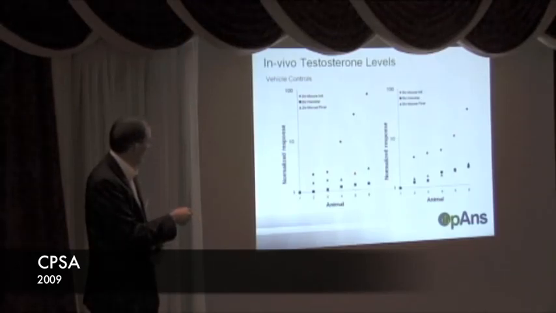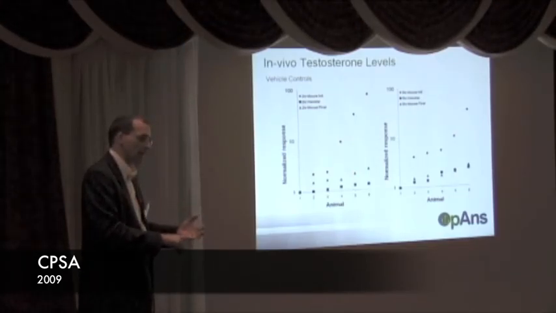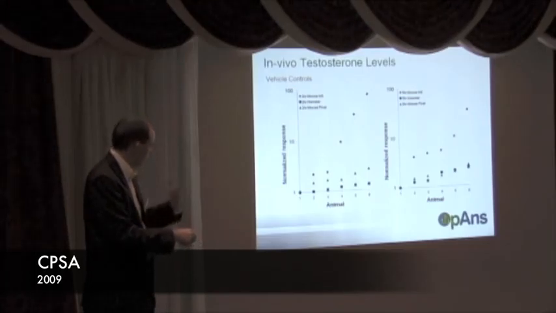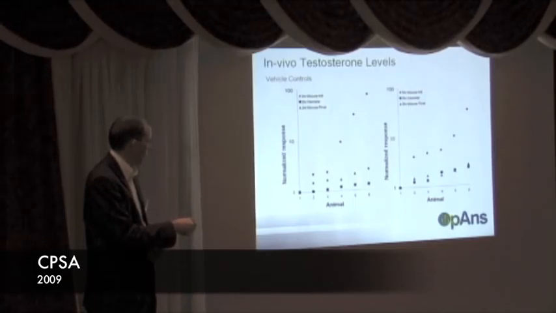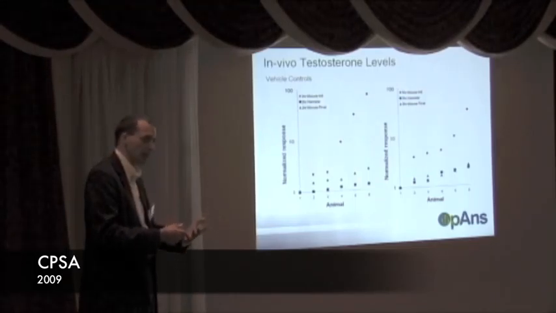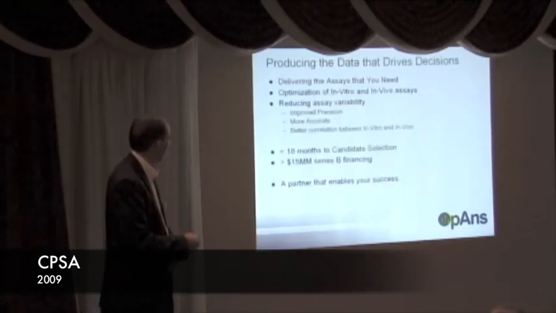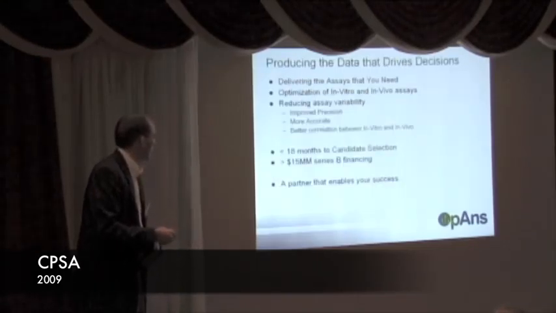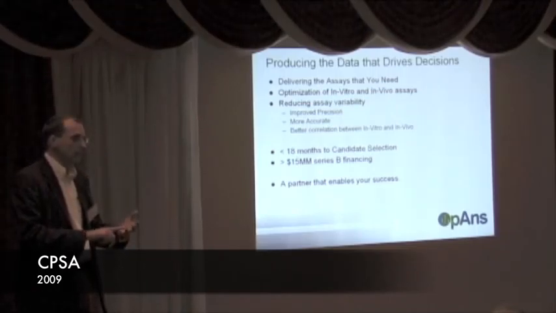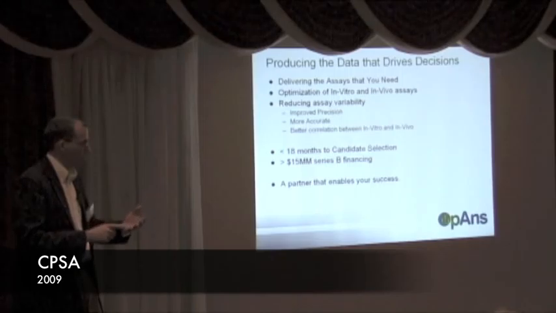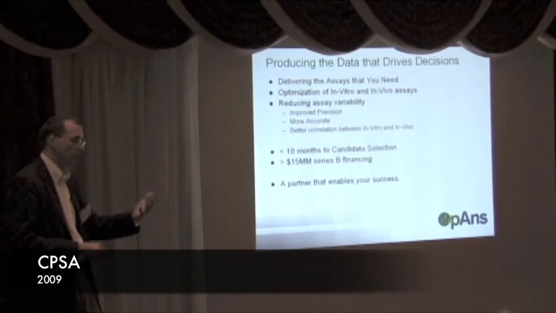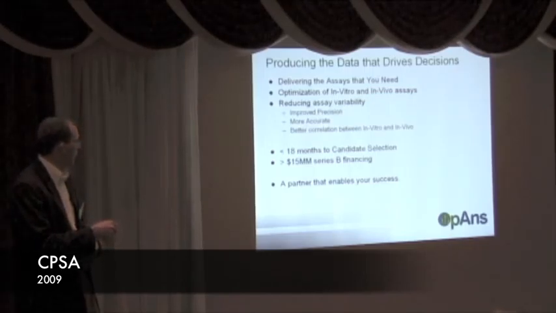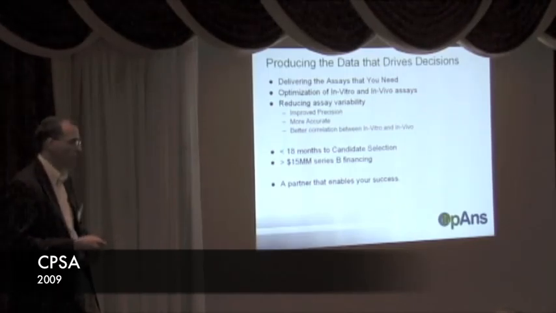But eventually, by refining the way we did the assay, and working with the animal facility on the animal portion, we were able to bring it down to where the response was pretty much flat across all 6 animals, so that we could get much tighter, much more consistent data. Our focus here is to deliver the assays that the customer needs. We've added a tremendous number to improve the selectivity of the compounds, improve the precision, and get better correlation between the in vitro and in vivo models.